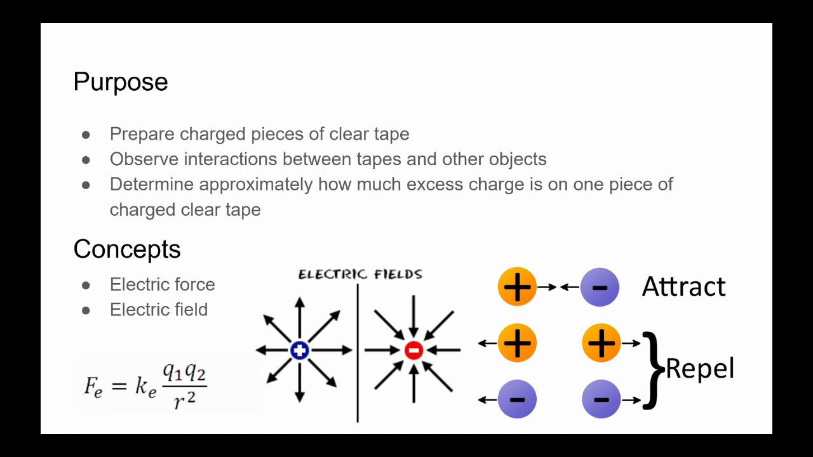You see that if it's a positively charged point, the electric field points outward, and if it's negatively charged, it points inward. And the image all the way on the right is just showing that positive and negative attract while same charge signs repel.